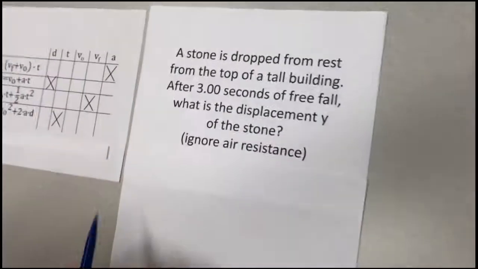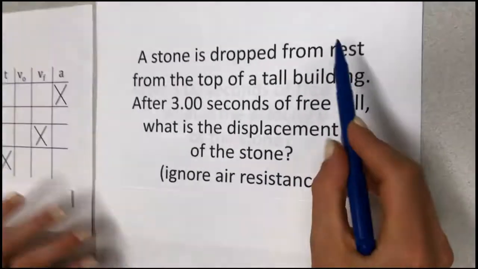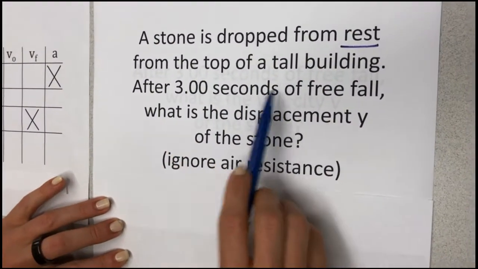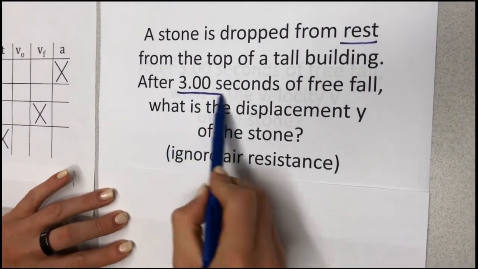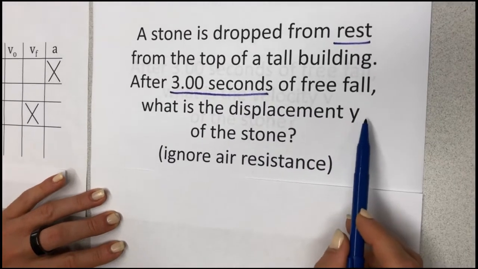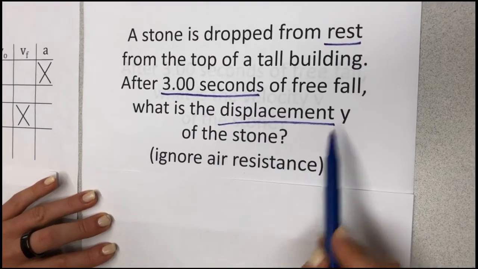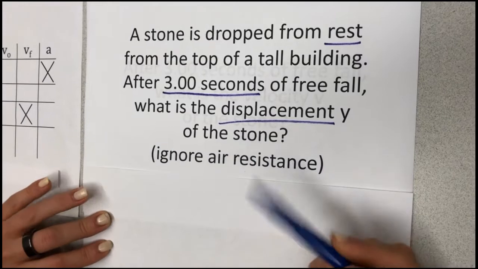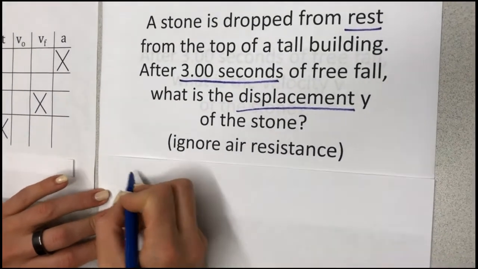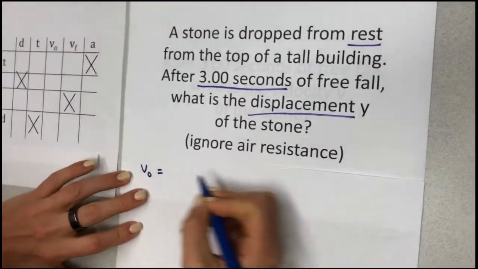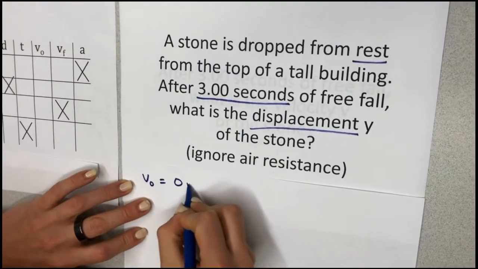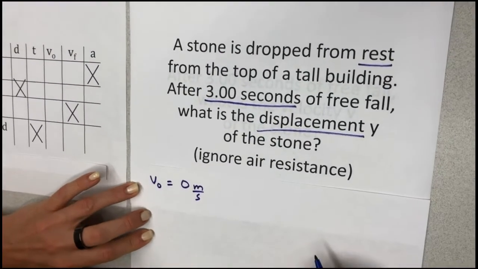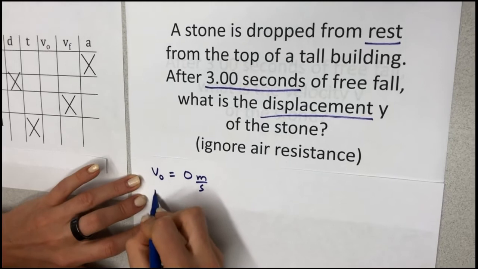A stone is dropped from the top of a tall building. After 3 seconds of free fall, what is the displacement, y, of the stone? So let's write some things down. It's dropped from rest, so that means my initial velocity is 0 meters per second. And after 3 seconds, that's time.